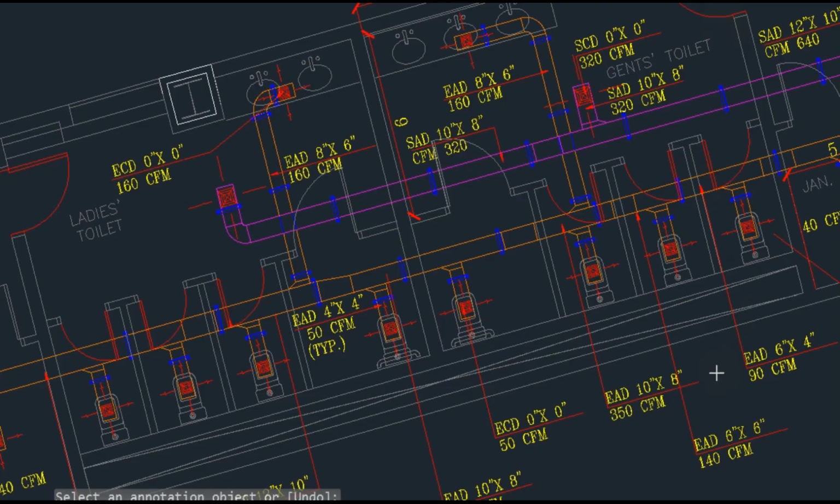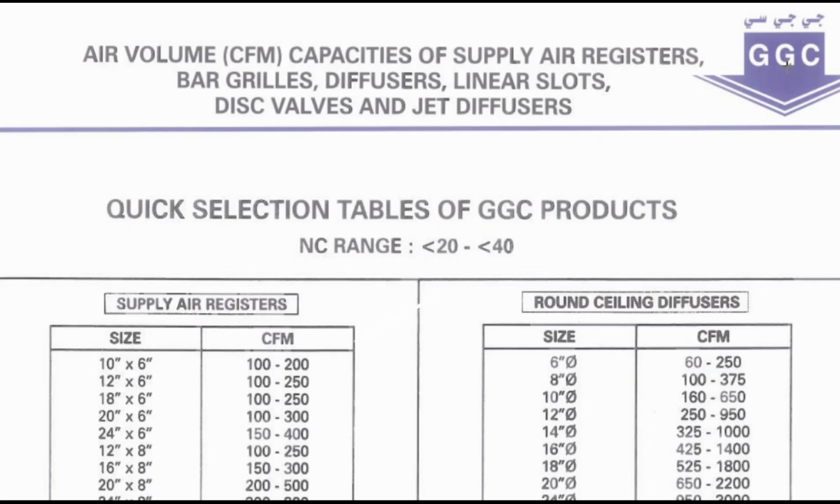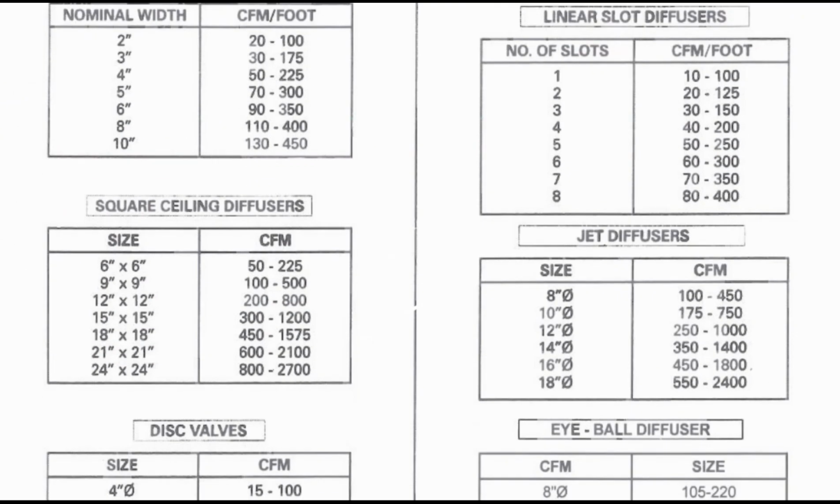Now we'll select the diffuser size also. For toilet exhaust air we have 50 CFM. For passing area exhaust we have 160 CFM, and for fresh air supply diffuser we have 320 CFM. Now from this table we will select the square ceiling diffuser size. We have one CFM 50, another 160 for exhaust here. So we'll select from this range 6 by 6 inch, and for fresh air 320, we will select from this range 300 to 1200. So for fresh air we will select the diffuser size 15 by 15 inch.